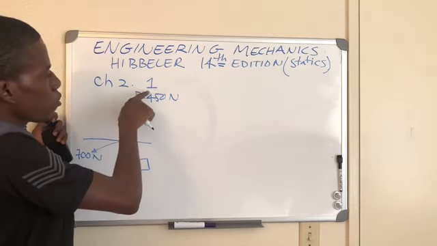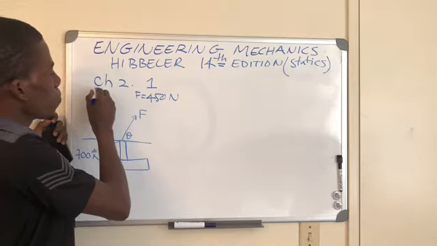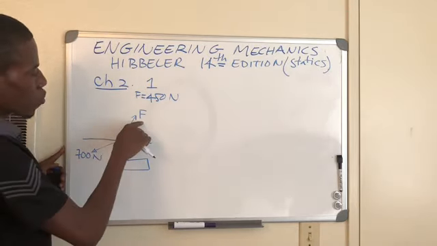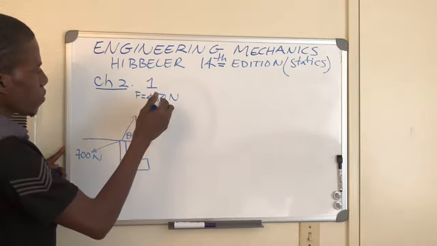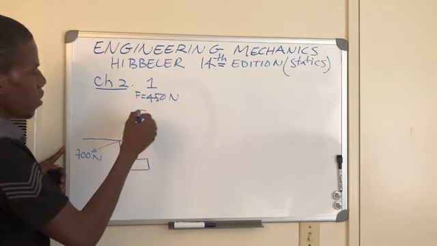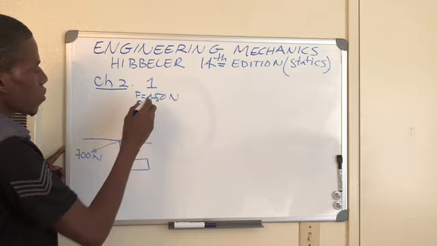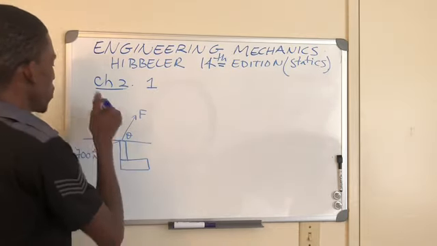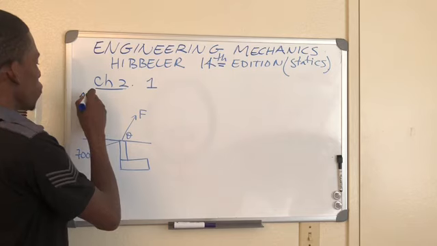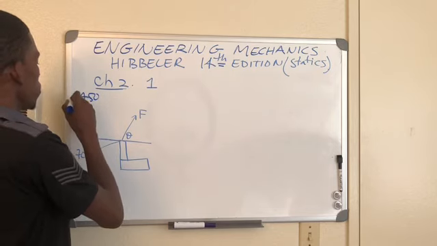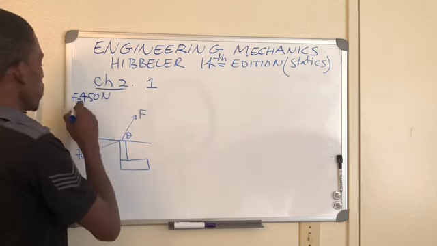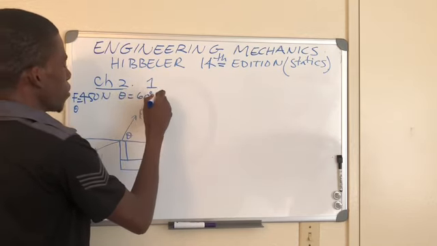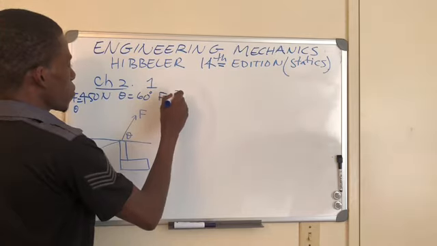This is the first problem in chapter 2. They give us a force right here, and they say the force is equal to 450 Newton and the angle theta is equal to 60 degrees. They want us to find the resultant force.